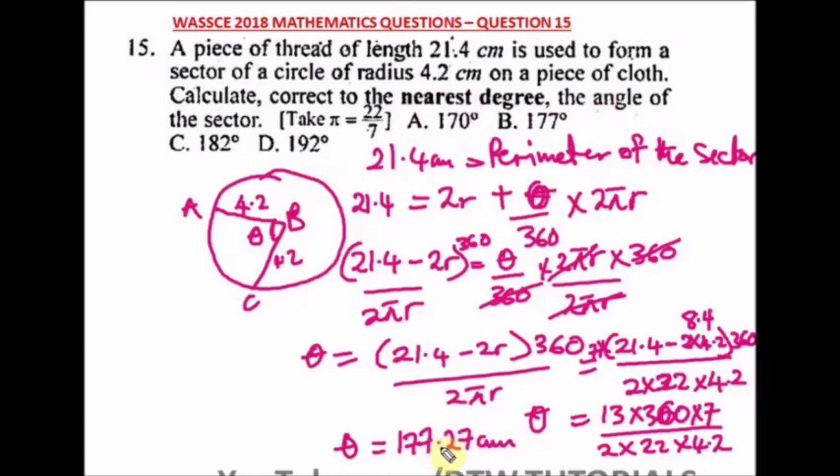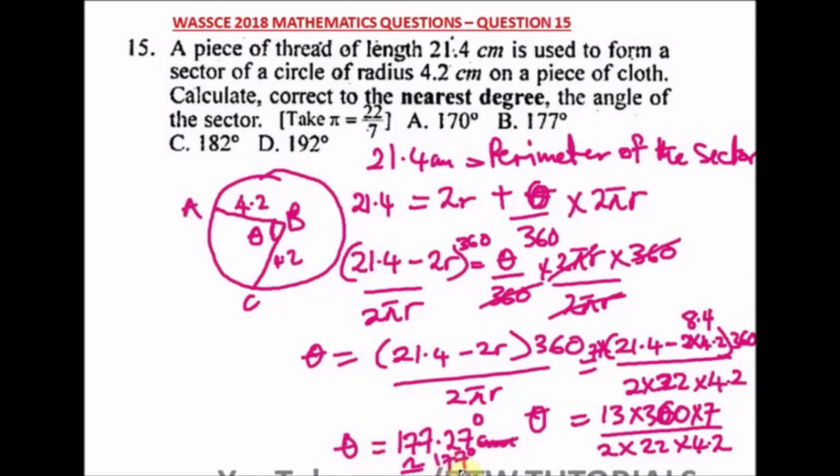For the nearest degree, the number immediately after the decimal point, is it greater than or equal to 5? It is not, it is less than 5. So we can't round up. Definitely our answer is theta equal to 177. Sorry, this should not be centimeter. This is what we're looking for, theta, so theta is in degrees.